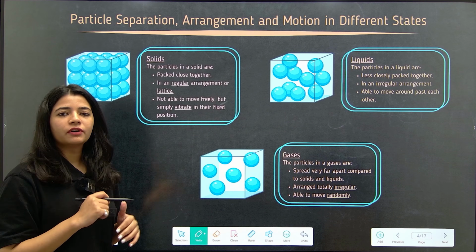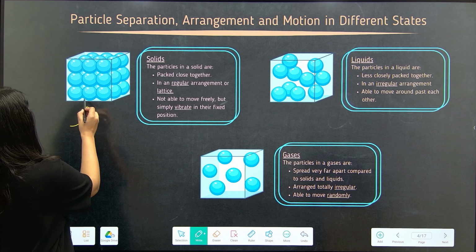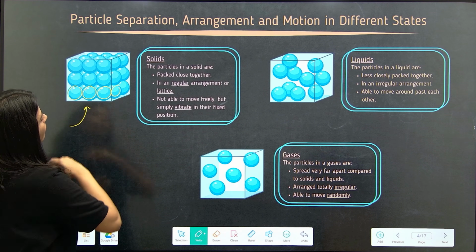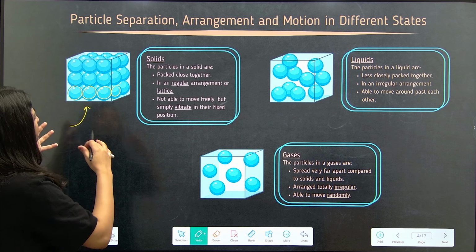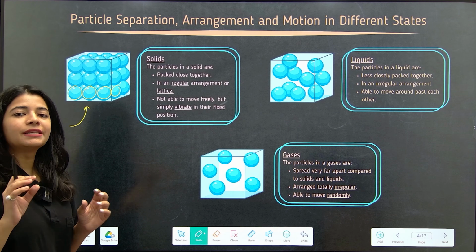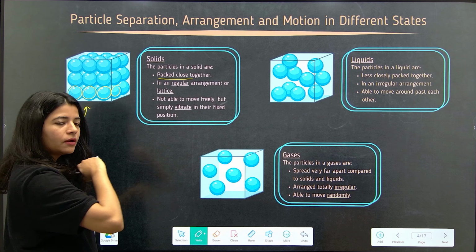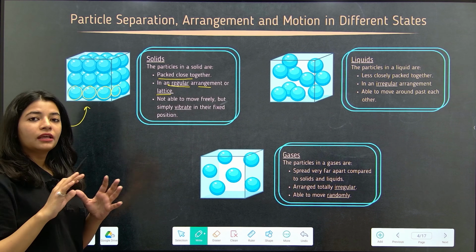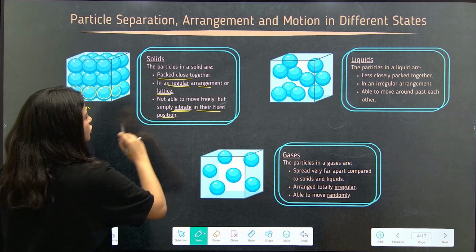So now let's first discuss solids. If you can see in this diagram, the particles present in a solid are in an orderly form. They are in a regular arrangement, and because they are so tightly packed, they are unable to move. They simply vibrate in their place. So they are packed closely together in a regular arrangement, or lattice, and they just vibrate at their fixed positions.